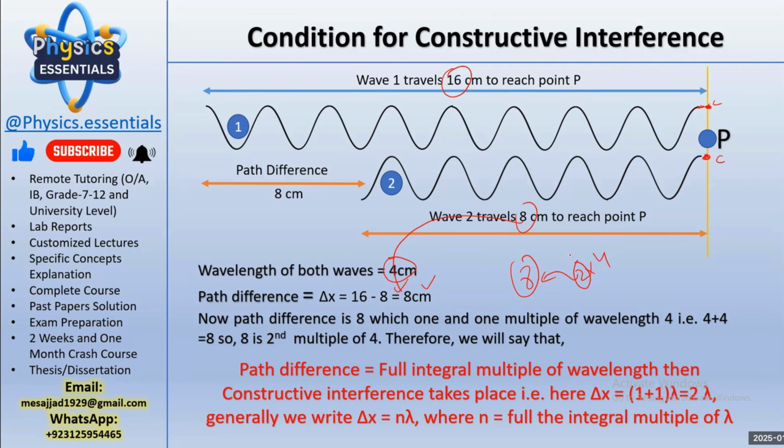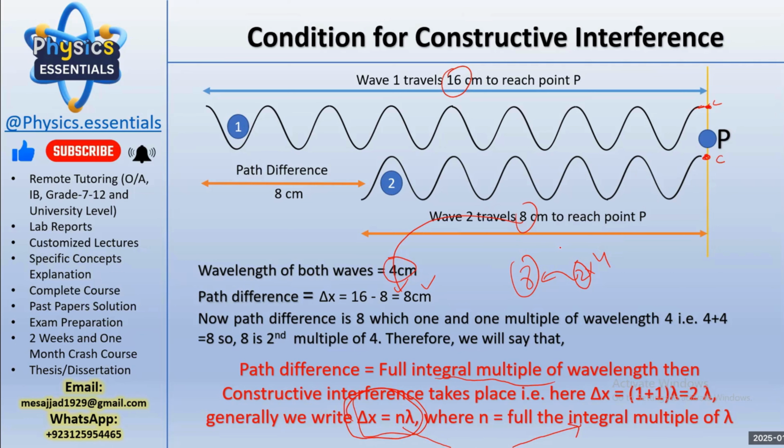So here you can see that the path difference is 8 centimeters and the wavelength is 4 centimeters, and 8 centimeters is the full integral multiple of 4, or wavelength. So we will say that whenever you have a condition where path difference is a full integral multiple of wavelength, you will always have constructive interference. Or you can write the formula like that, where n is the integral multiple of wavelength, like first multiple or second multiple.